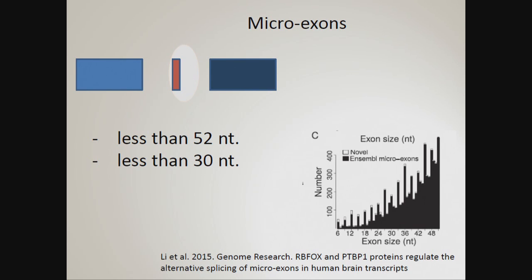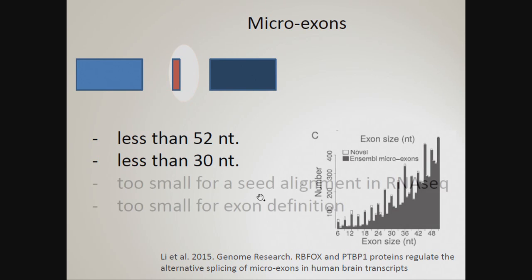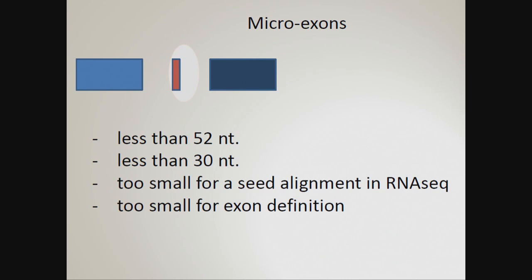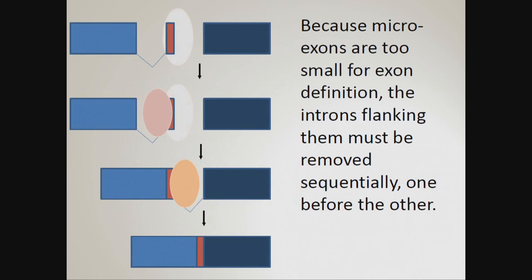Micro-exons are small exons. They've been defined as less than 52 or less than 30. The exact size can vary. Exon sizes vary sort of smoothly down to very small sizes. I tend to think of micro-exons as defined by being too small for cooperative binding between the two ends of the intron.